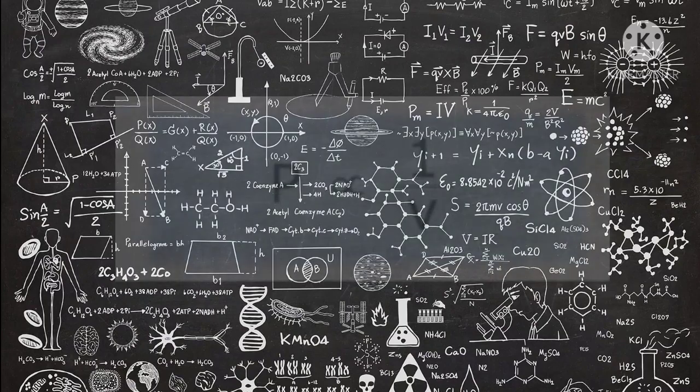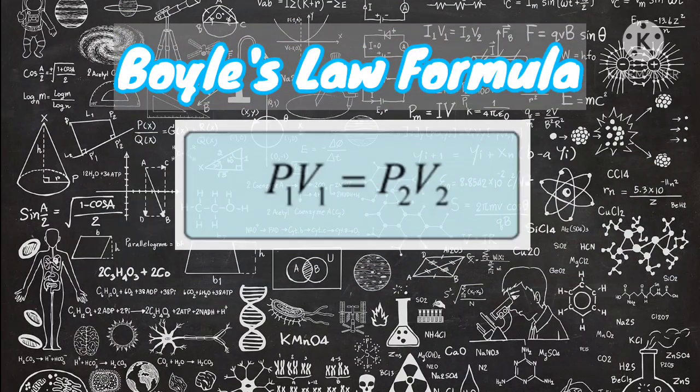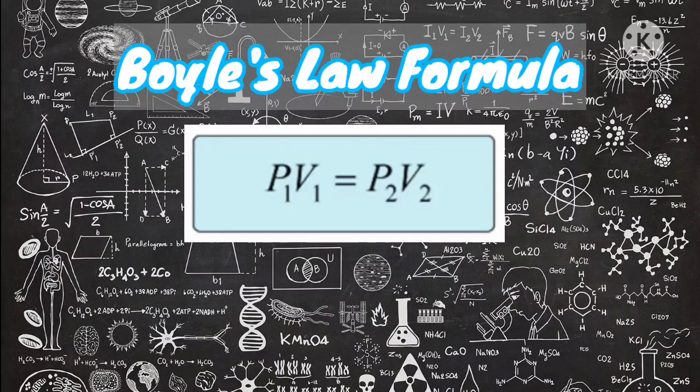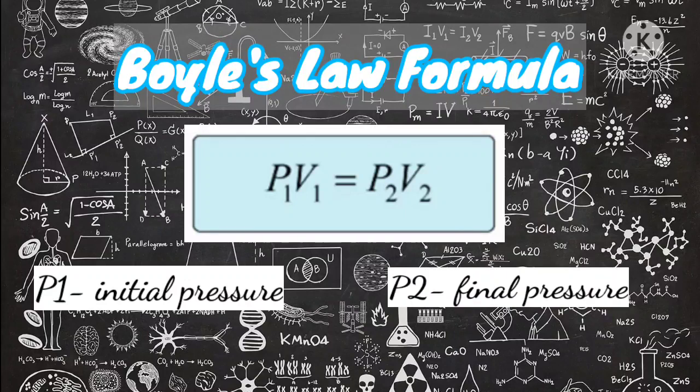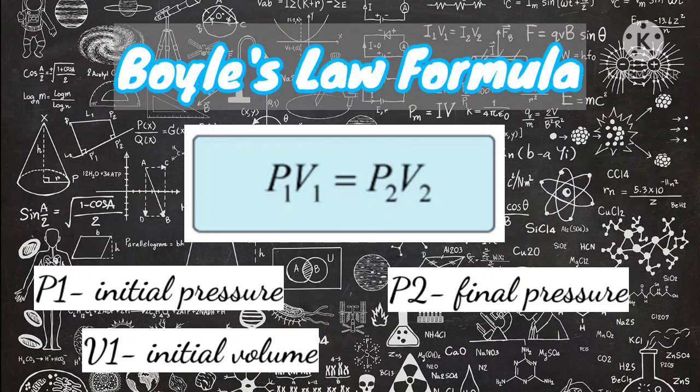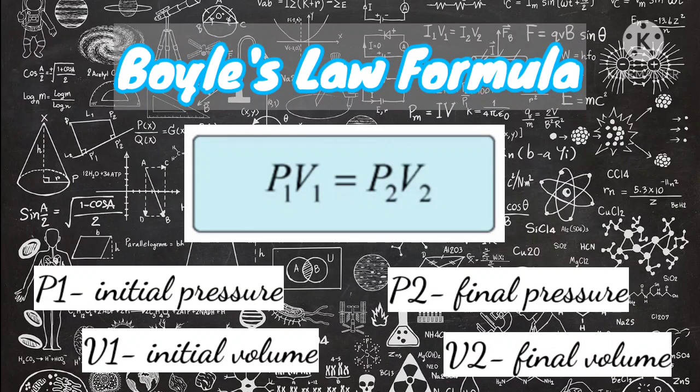Thus, arising with the Boyle's law formula, P1 V1 equals P2 V2, where P1 is the initial pressure, P2 is the final pressure, V1 is the initial volume, and V2 is the final volume. As you've noticed, there are initial and final variables because pressure and volume may change over time in a certain situation. Let us now proceed to the application of Boyle's law formula in a given problem.